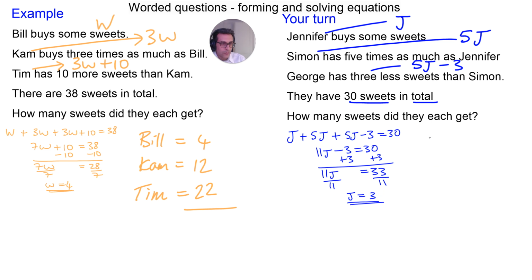So Jennifer has 3. Simon has 5 times J, which is 5 times 3. So that's 15. And George has 5J take away 3. So 15 take away 3 is going to be 12. And that's it. That's your answer.